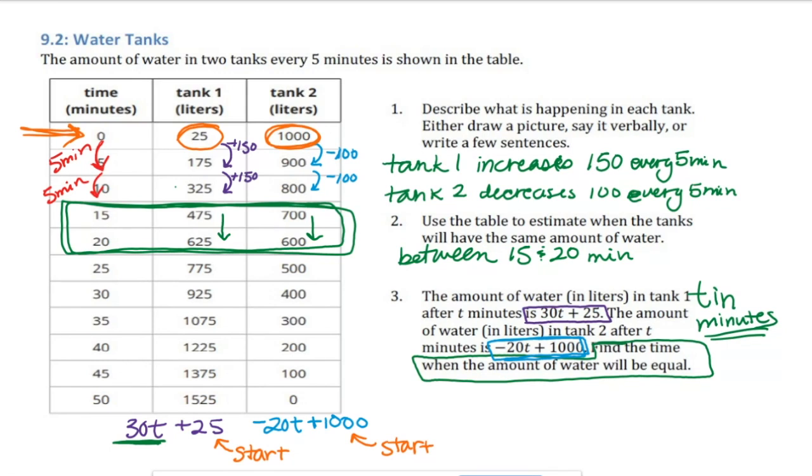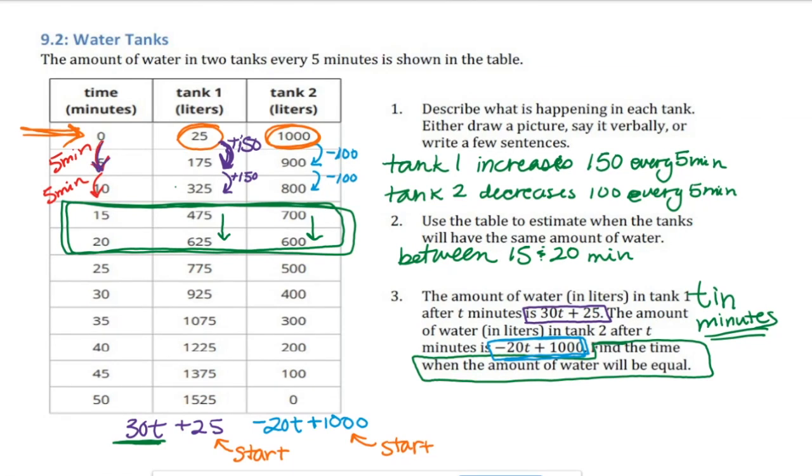let's see if we can figure out how that number came about. Because if we look at our chart, we're increasing by 150 liters. How would they get 30 from the 150? The 150 is over how much time? The 150 is in 5 minutes.